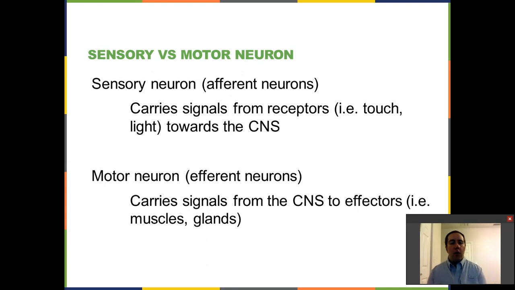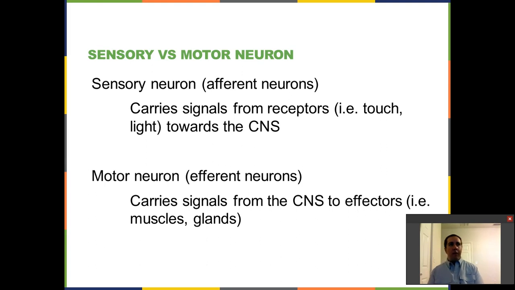Sensory neurons and motor neurons have another set of terms that we can use. And again, this is interchangeable. A sensory neuron is also called an afferent neuron. A motor neuron is called an efferent neuron.